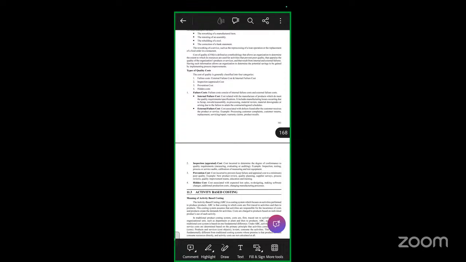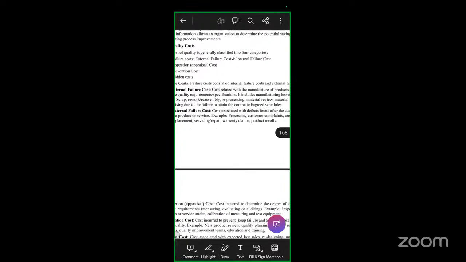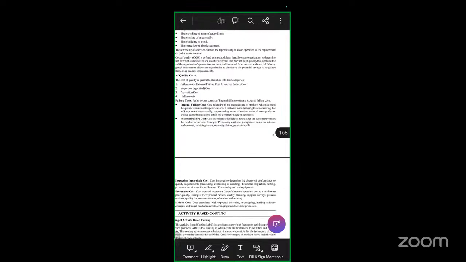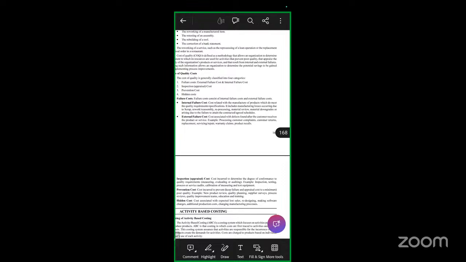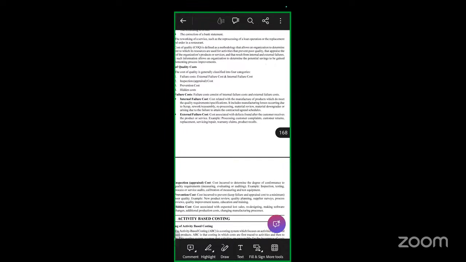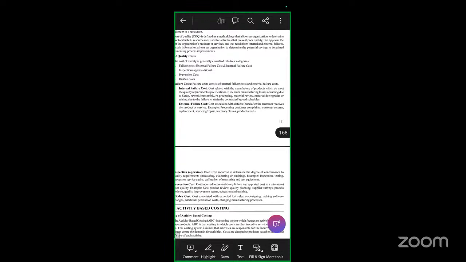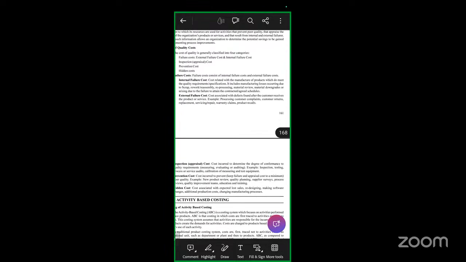That's called internal failure cost. The cost is related to manufacturing and products which do not meet the quality requirement specification. It includes the manufacturing losses occurring due to scrap, rework, assembly or reprocessing, and material review. So it's called internal failure cost.